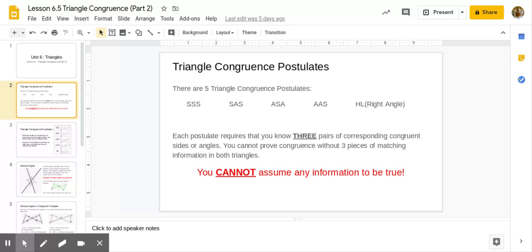You cannot prove triangle congruence without 3 pieces of matching information in each of your triangles. But it is also very important for you to understand that you cannot assume any information to be true. Just because triangles look the same on the piece of paper or the computer screen does not mean that they're actually congruent. They have to be marked as congruent. So you have to have all 3 sides marked. You have to have 2 sides and the included angle marked, and so on. Everything has to be marked. You cannot assume anything at all to be true.